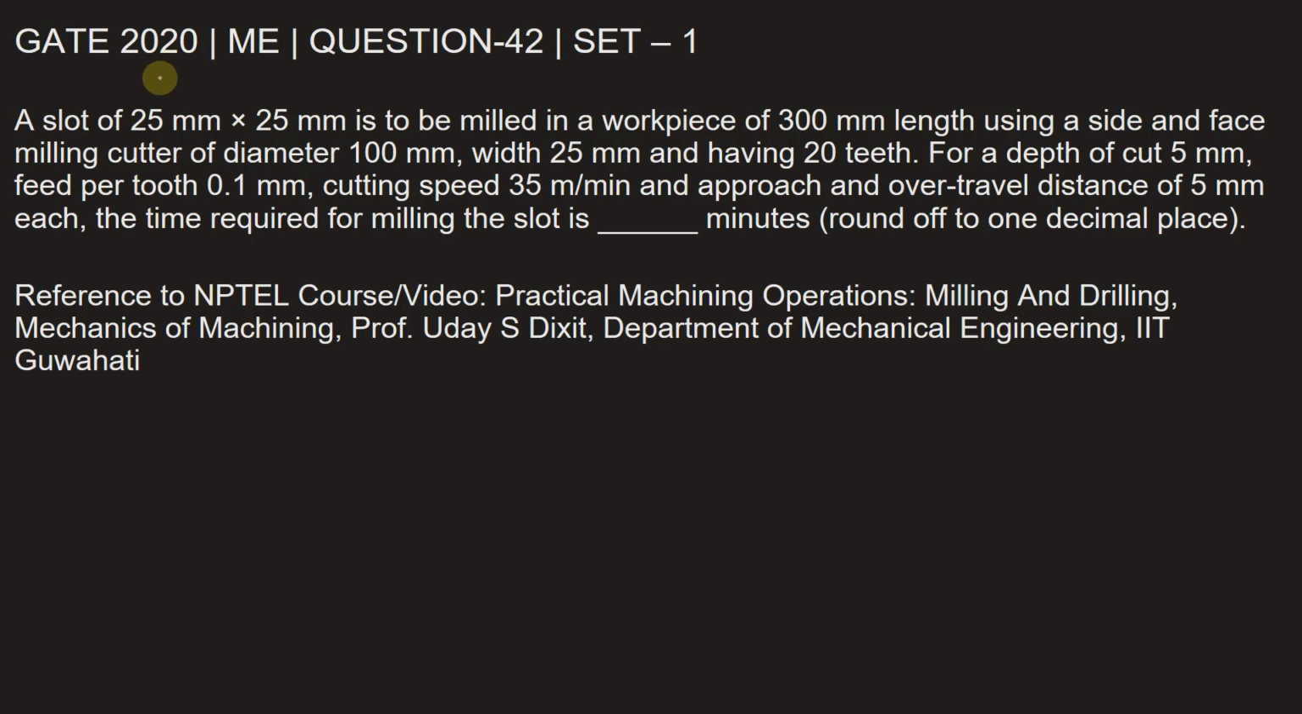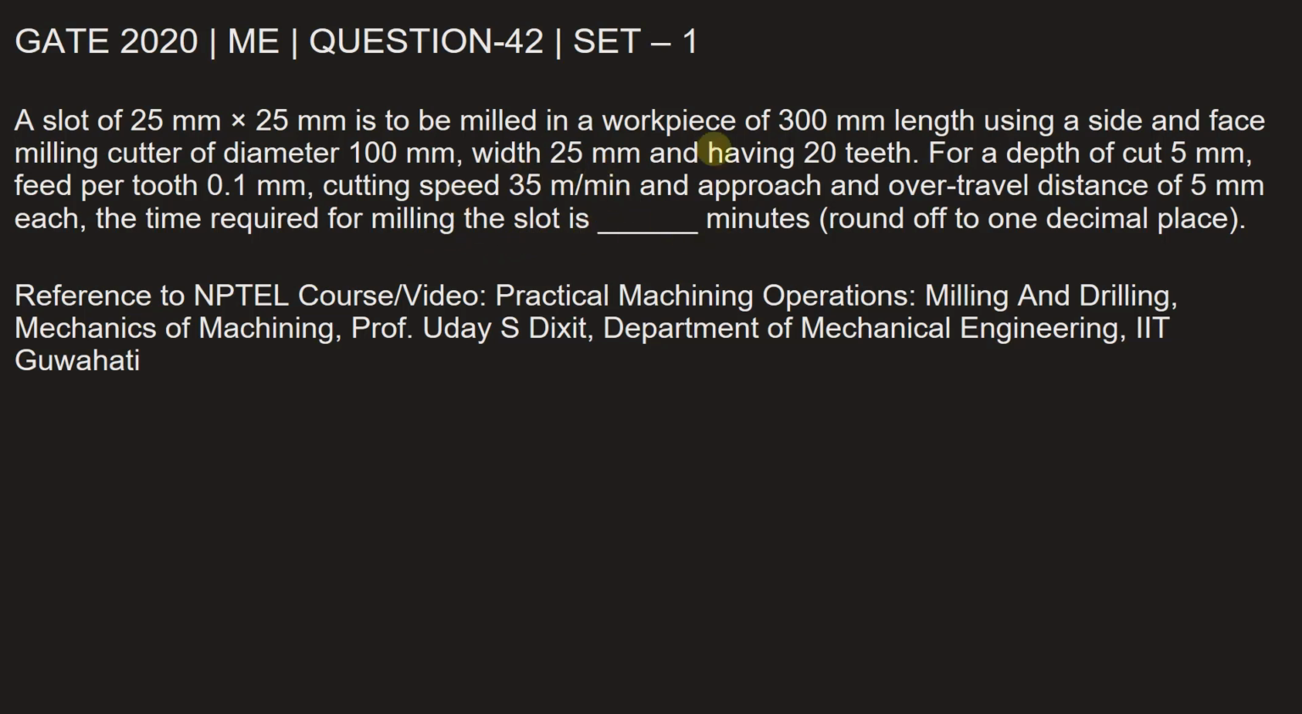This question is from GATE 2020, Mechanical Engineering paper set 1, question number 42. A slot of 25 mm by 25 mm is to be milled in a workpiece of 300 mm length using a side and face milling cutter of diameter 100 mm, width 25 mm and having 20 teeth, for a depth of cut 5 mm, feed per tooth 0.1 mm, cutting speed 35 meter per minute, and approach and over travel distance of 5 mm each. The time required for milling the slot is dash minutes.